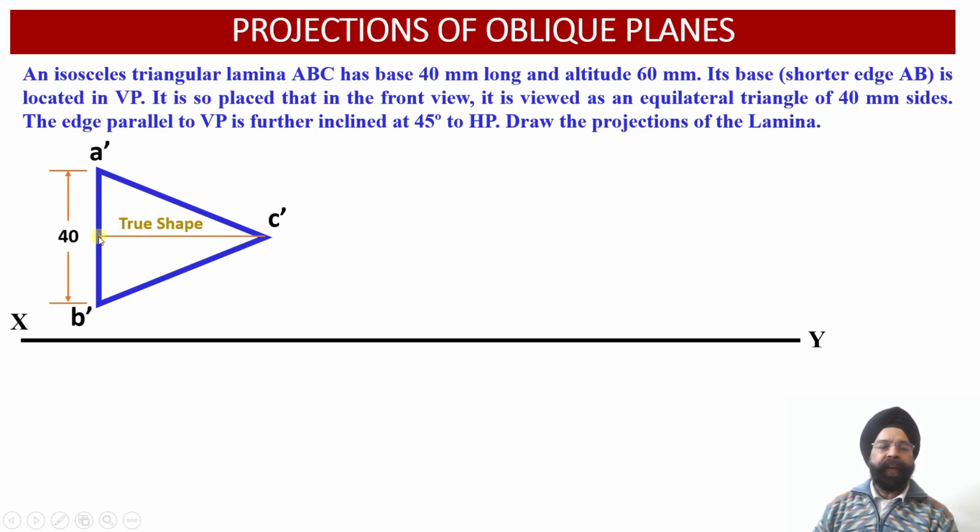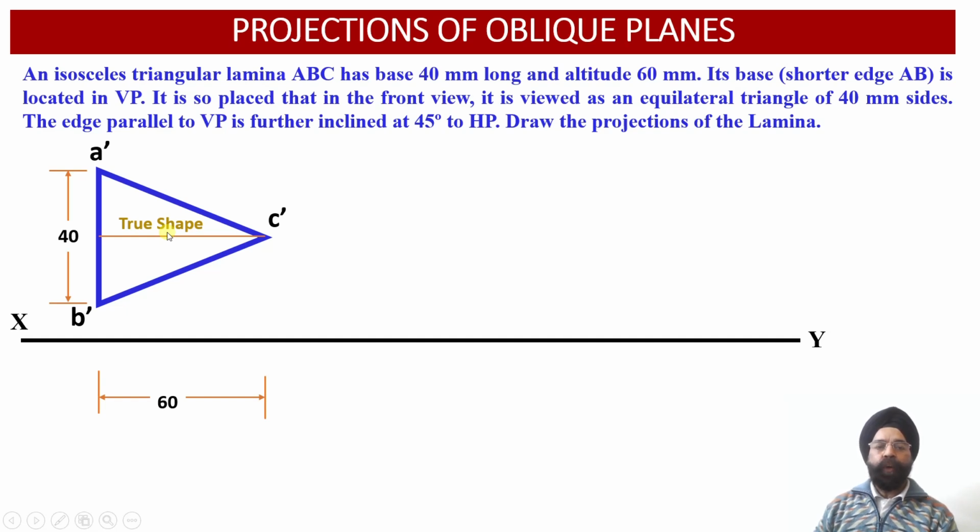So from the midpoint of A dash B dash, we are going to mark the altitude of this triangle as 60 millimeter. Please check, here we have marked this altitude length equal to 60 millimeter. Once we obtain this altitude, we will be able to obtain the corner C dash corresponding to this isosceles triangle, and then we can join A dash C dash and B dash C dash. So this provides us with the basic construction of the true shape of this isosceles triangle in the vertical plane.